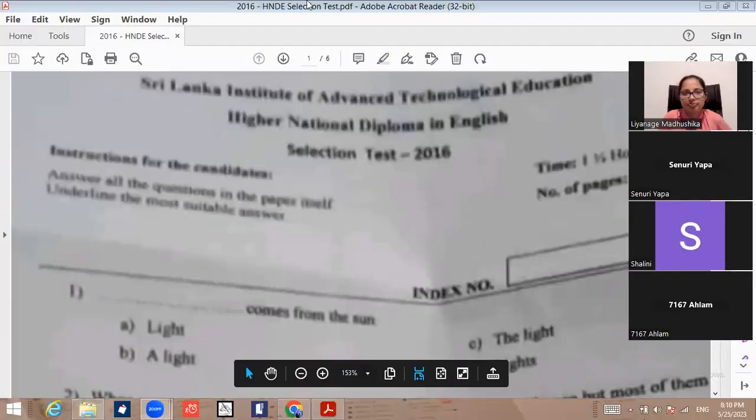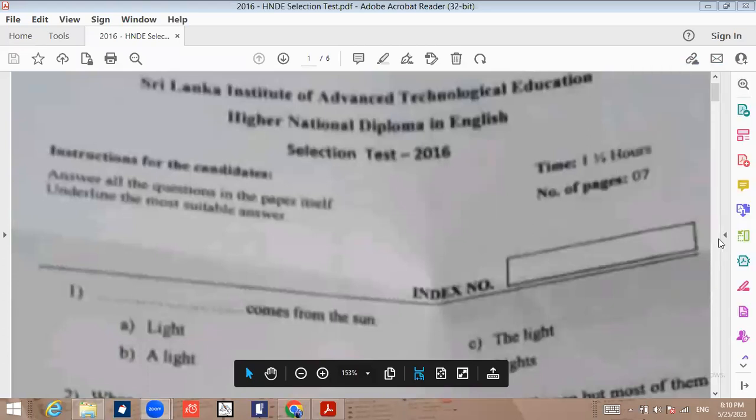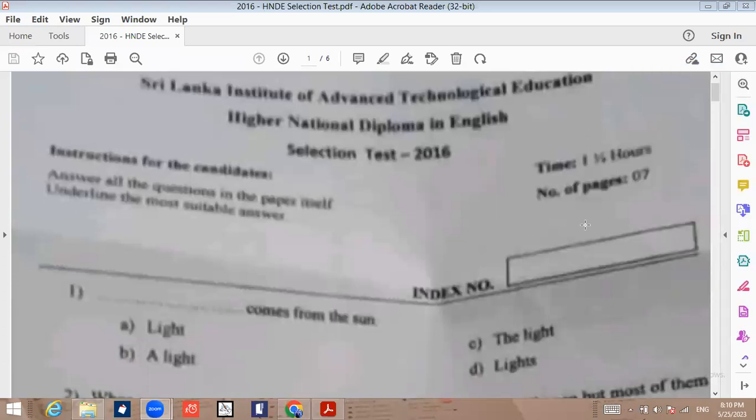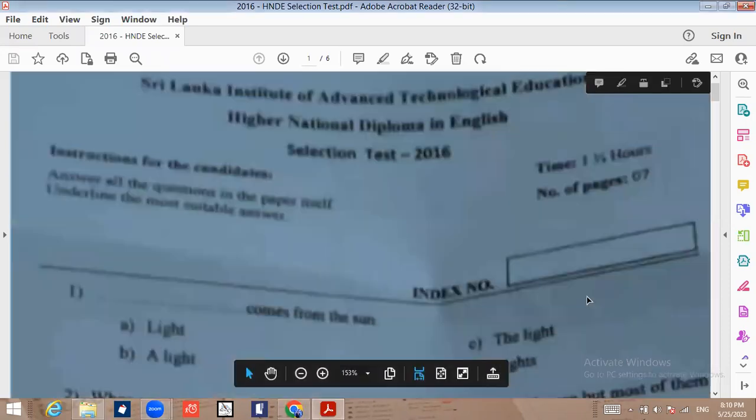Okay, so today we are going to discuss the past paper 2016, right? I think you all have done the paper. You all have written the paper, right? So let's start then. This is the paper 2016. Let's discuss.